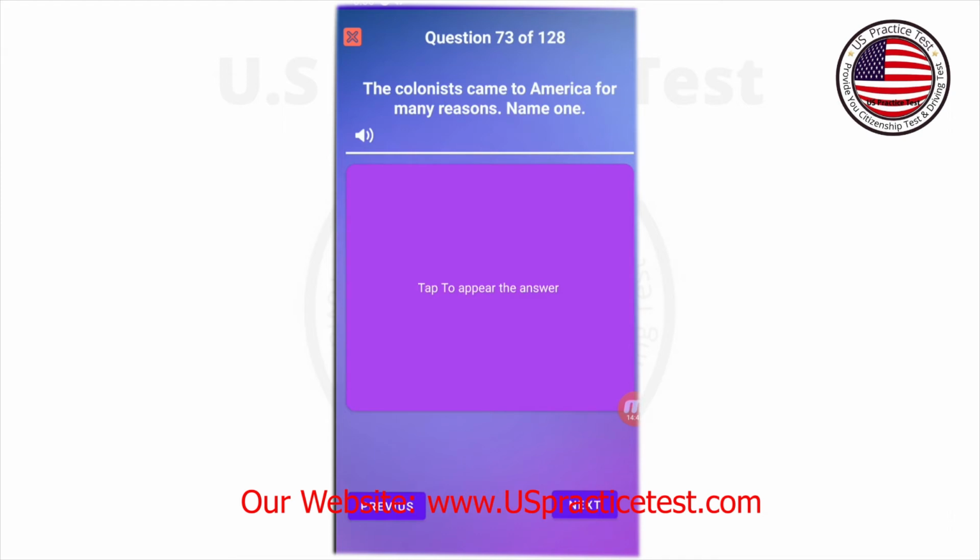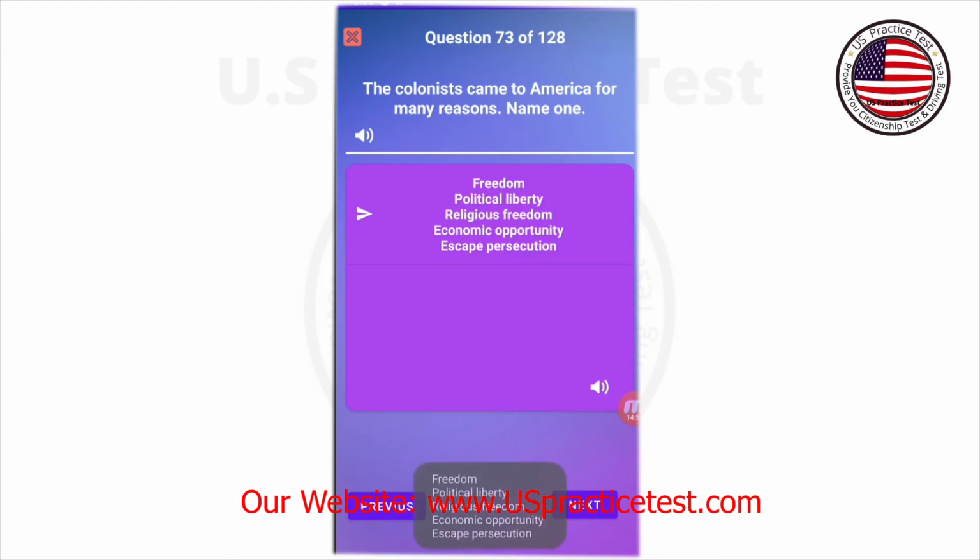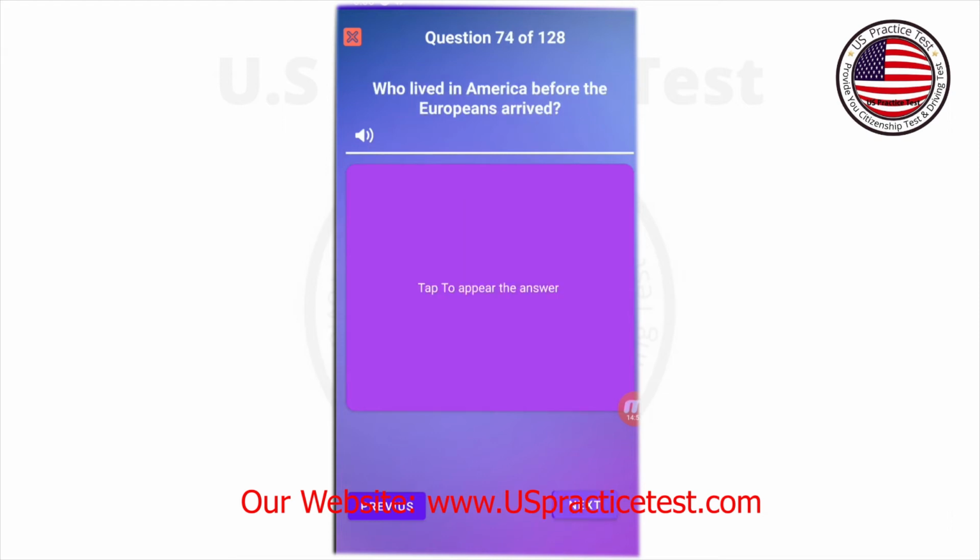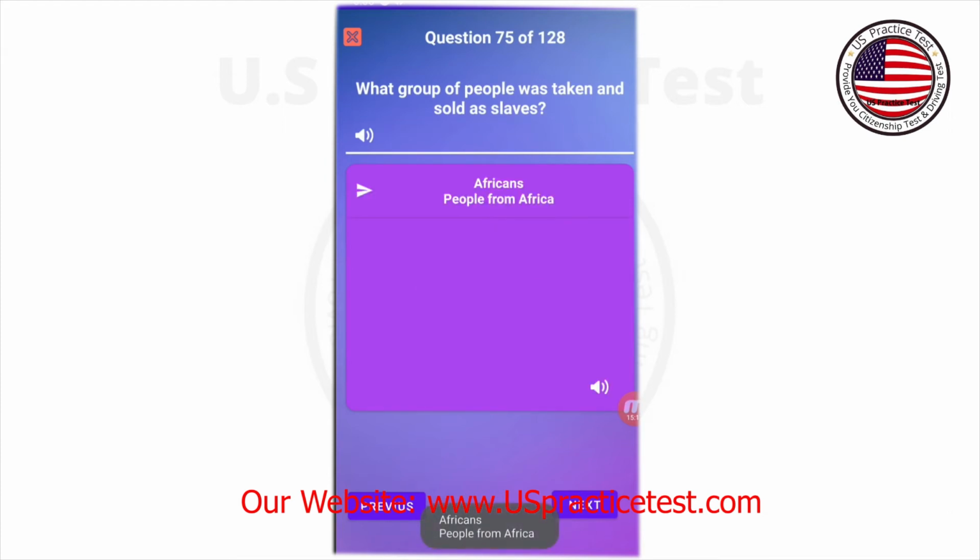The colonists came to America for many reasons. Name one. Freedom. Political liberty. Religious freedom. Economic opportunity. Escape persecution. Who lived in America before the Europeans arrived? American Indians. Native Americans. What group of people was taken and sold as slaves? Africans. People from Africa.